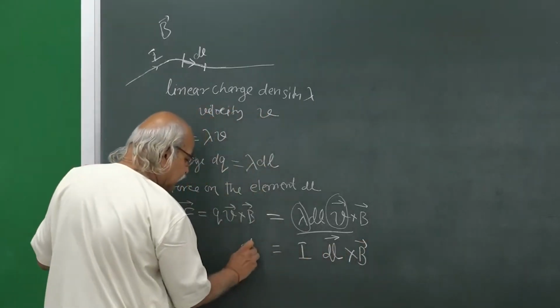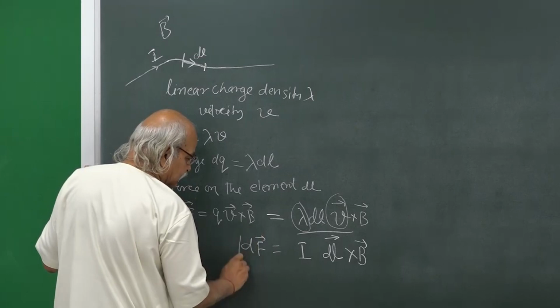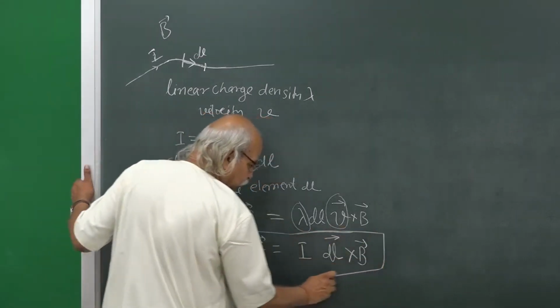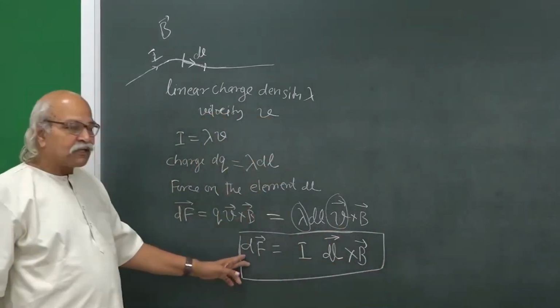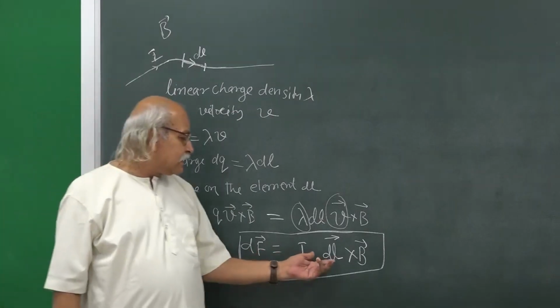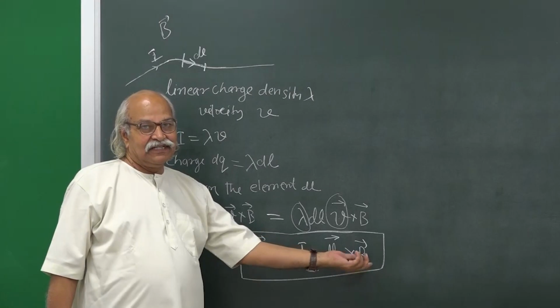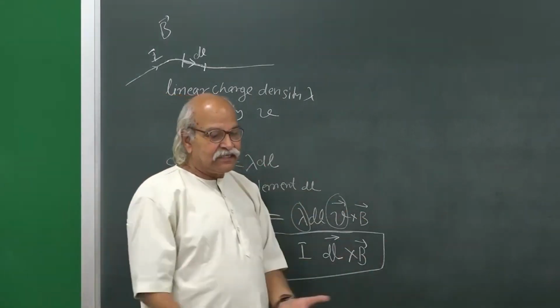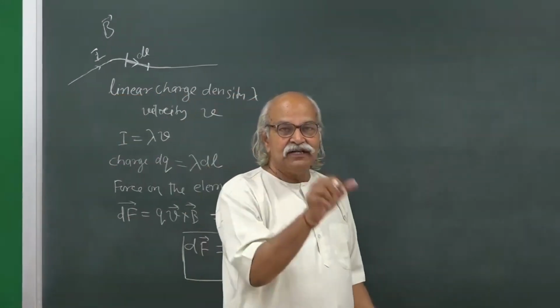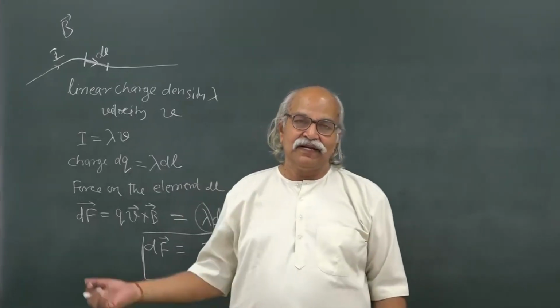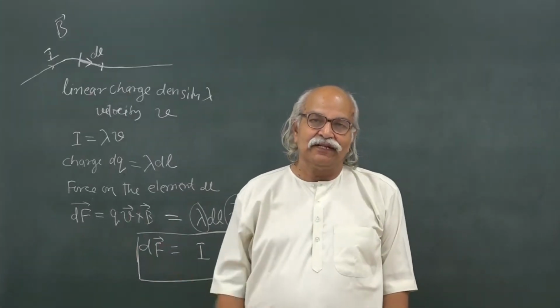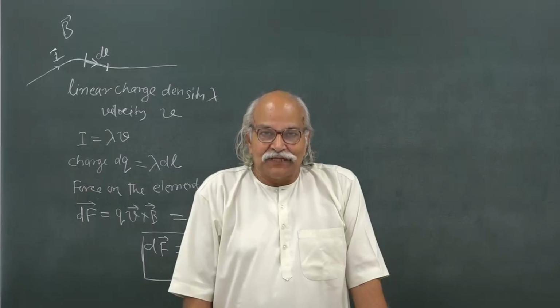So, that is our basic equation for force on a current element due to a magnetic field. If you have an extended circuit, then for each dl you can find the force, and then you can calculate how much is the total force.